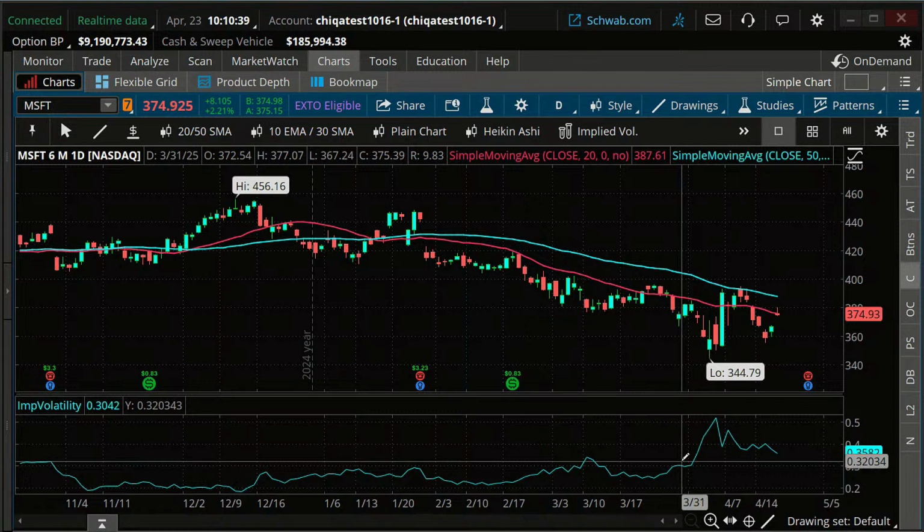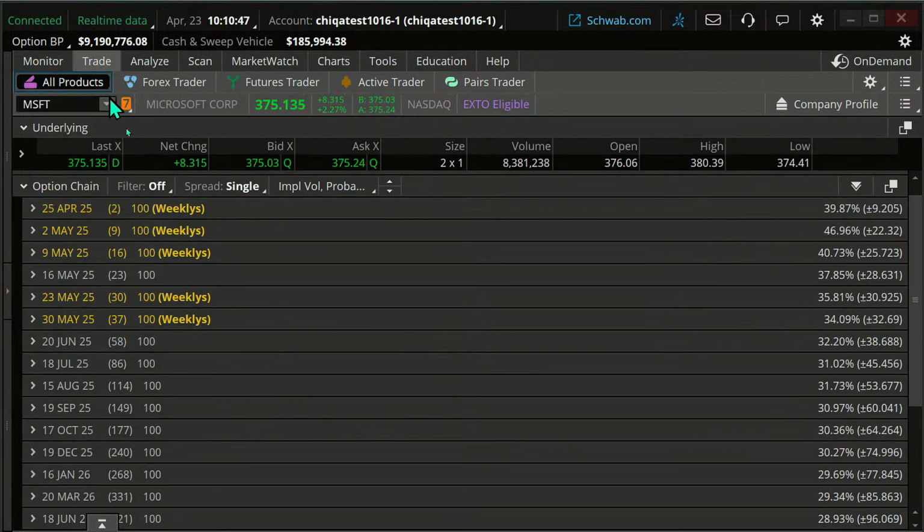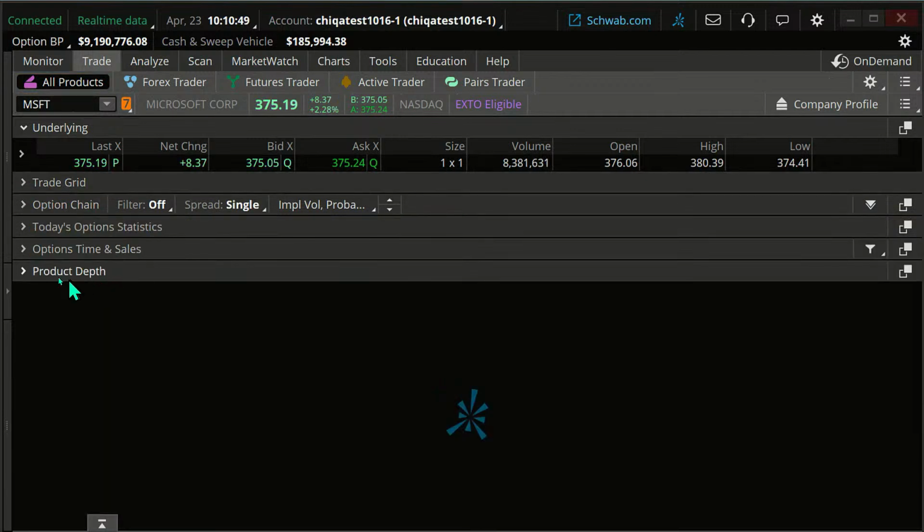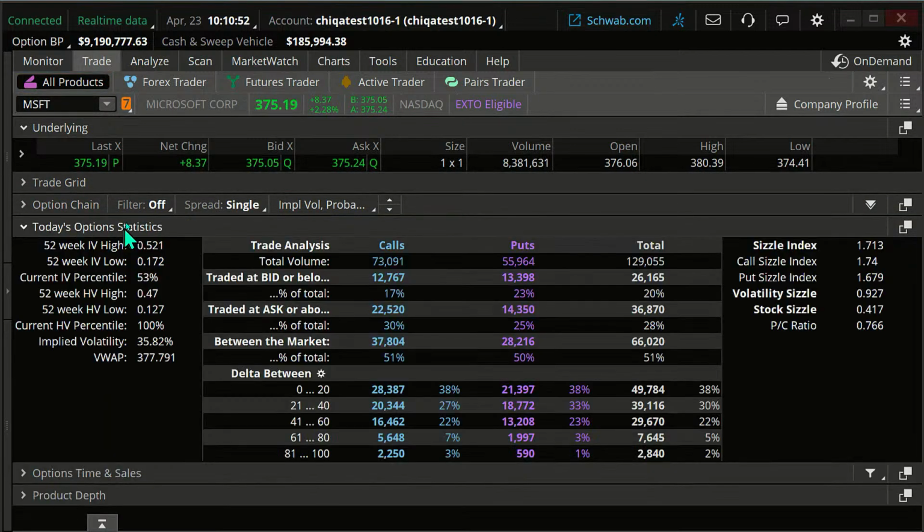Okay, now I want to talk about some measures here, and this is where that IV percentile measure comes in. If I go to our example stock here and look at today's options statistics down here, I can see implied volatility. There's my implied volatility. Again, this is an average implied volatility. But you'll also see, over the last year, 52 weeks, what the high implied volatility is, 52%, what the low implied volatility is, and it'll give us the current IV percentile.